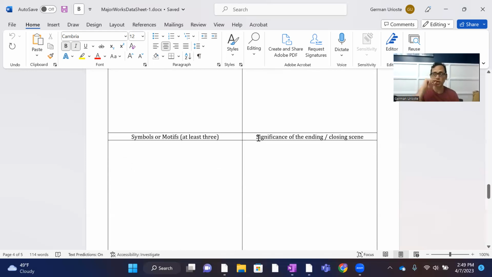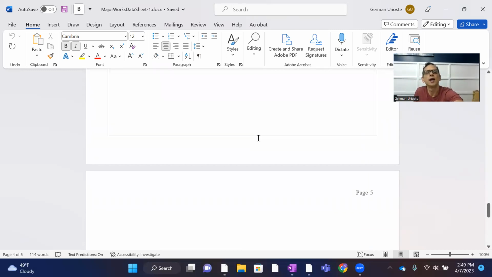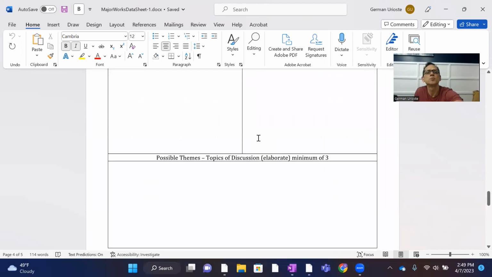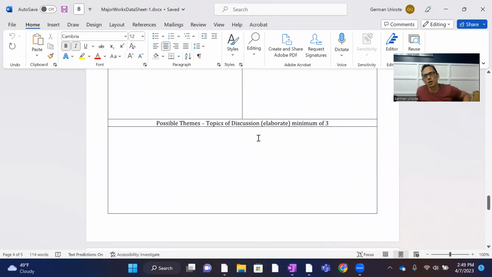Symbols or motifs. Try to isolate at least 3 symbols or motifs. A motif is a recurring image or passage, right? Something or a phrase that occurs throughout a novel. And then significance of the ending, the closing scene. Just take some quick notes on those things, right? And then most importantly, at the bottom, themes, right? Have at least 3 articulated themes, right?